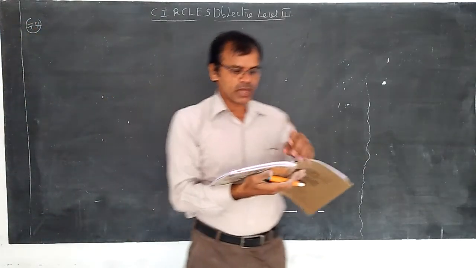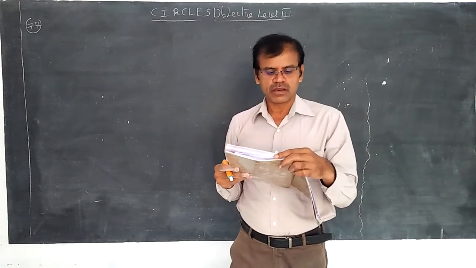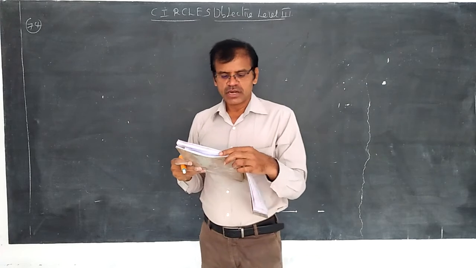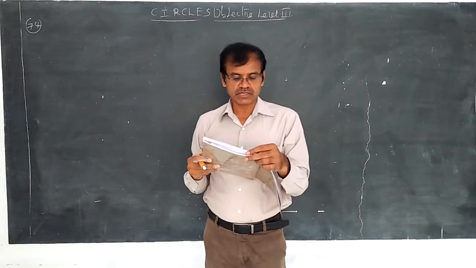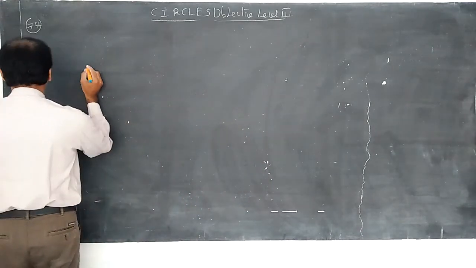If two parallel chords of a circle having diameter 4 units lie on opposite sides of the center and subtend angles cos inverse 1 by 7 and secant inverse 7 at the center respectively, then find the distance between the chords.